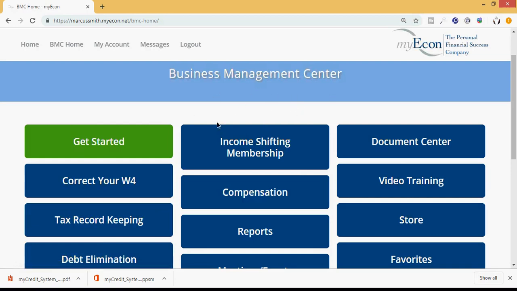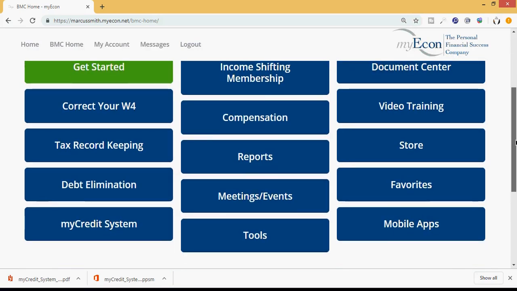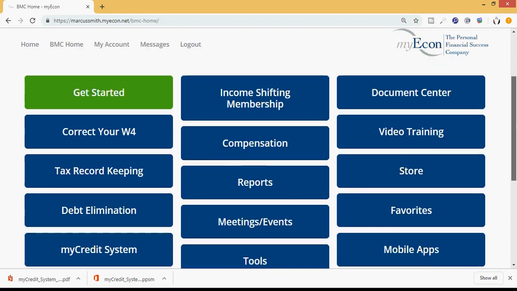So you should be very familiar with the screen that's being displayed. This is none other than the My Econ Business Management Center. And you see this every single time you log into your account. As soon as you log into your account, boom, this is looking right in your face. So in order to access material as it relates to presentations, 9 times out of 10 it's going to always be in the same section.